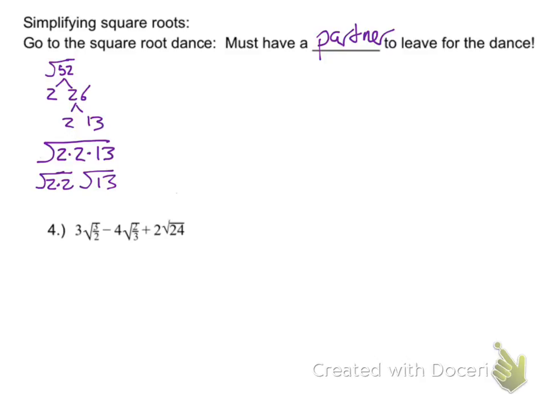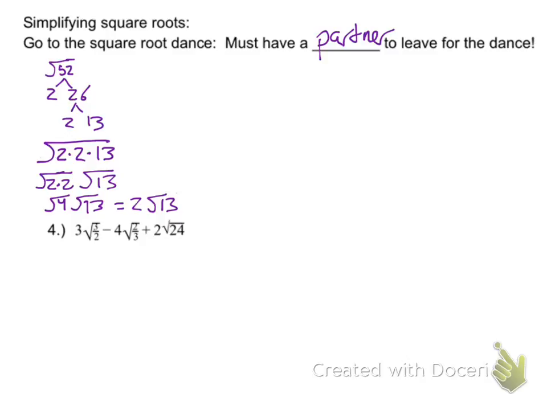Well, what's 2 times 2? 4. And so you get the square root of 4 times the square root of 13. And wait, the square root of 4, you guys would all say is 2. So this is 2 square root 13. That, ladies and gentlemen, is the proper way to simplify a square root.